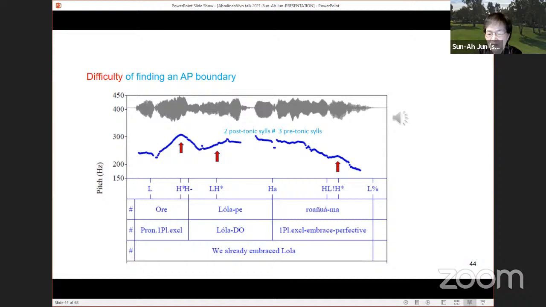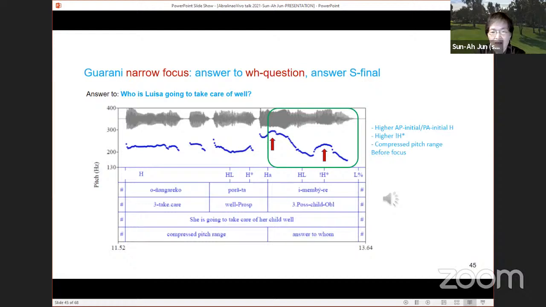In the narrow focus condition, this time the focus word is at the end of the sentence. This is the answer to a WH question: who is Luisa going to take care of well? And the answer is she's going to take care of her child well. So this is the narrowly focused word, and the pitch accent gets pretty high. I mean, there is downstep, but it is still a very clear pitch accent perception. And the beginning of the word is also raised. Also, before the focused word, the pitch range gets compressed, and the focus word has a beginning raising and a pitch accent raising.